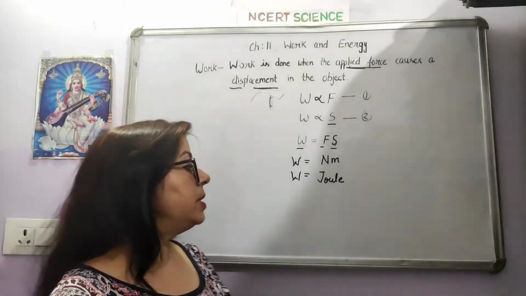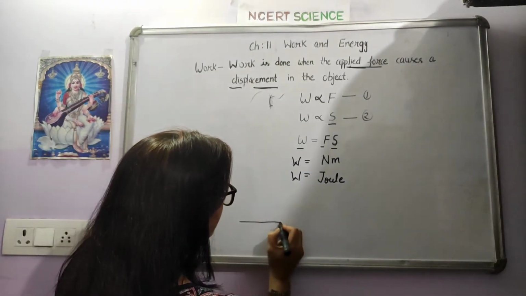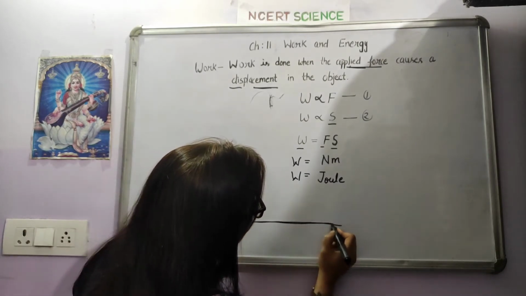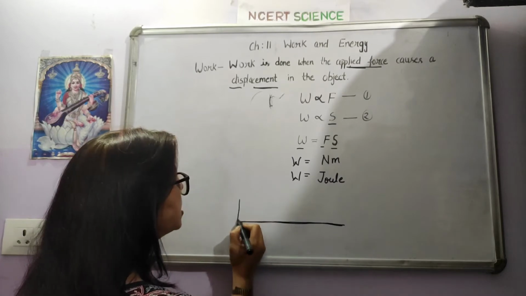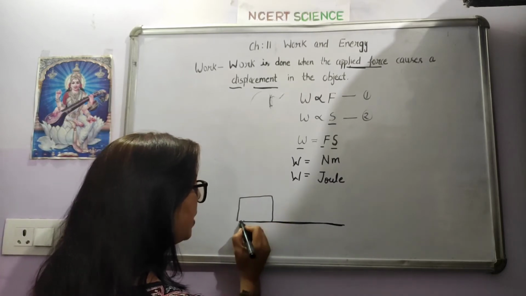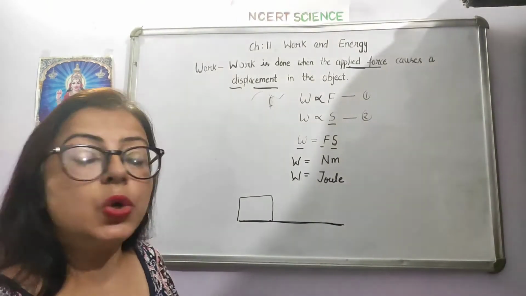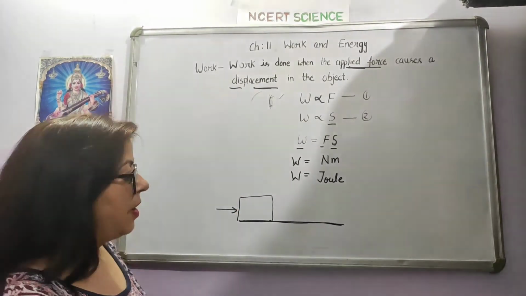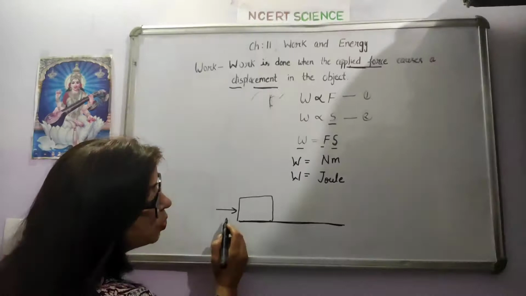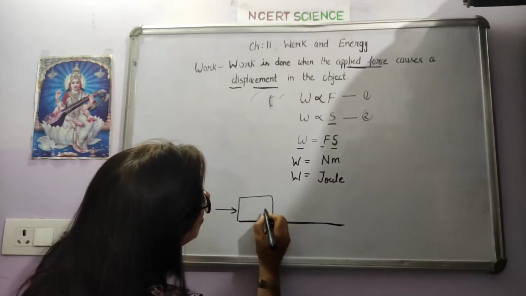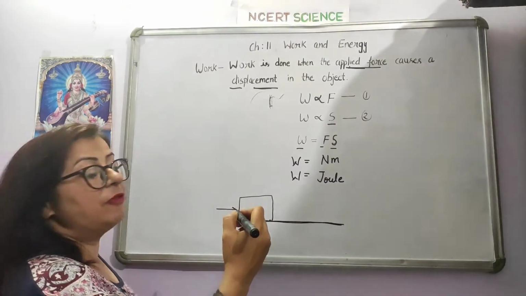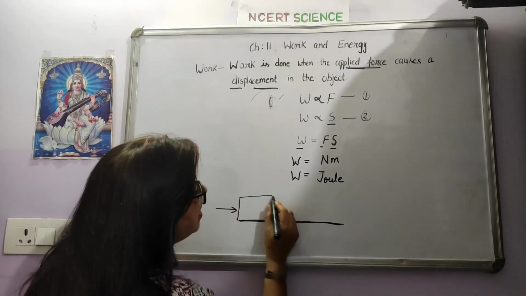Students, as in the horizontal surface, here you can see that this is a horizontal plane surface, and suppose there is a box. Fine? Here it is a box. So if I apply force on this, you can see that the object will move in the forward direction. It will be displaced in this forward direction.